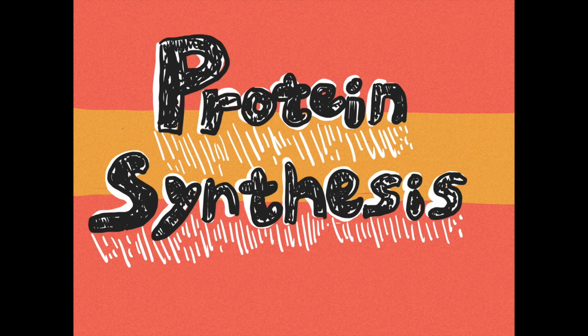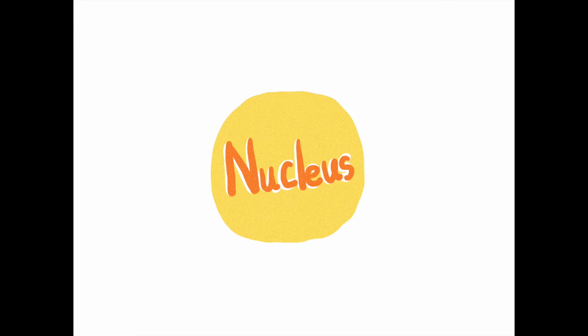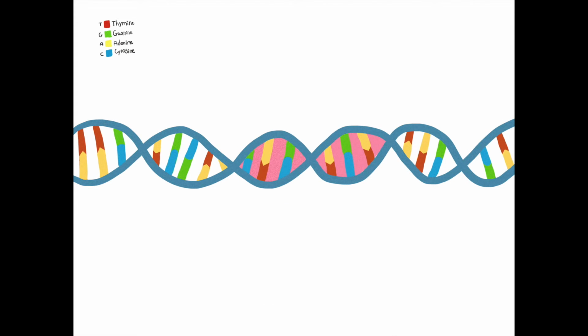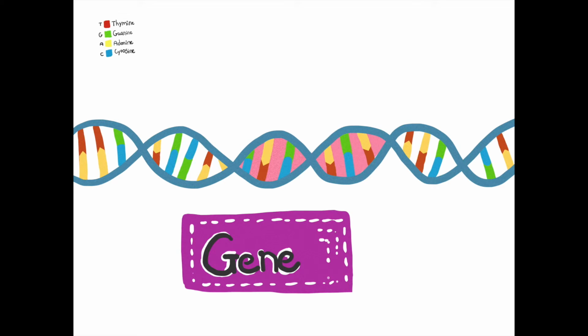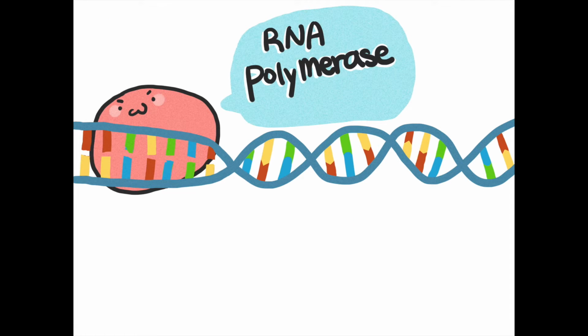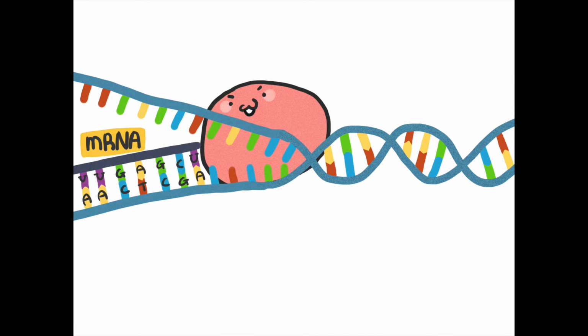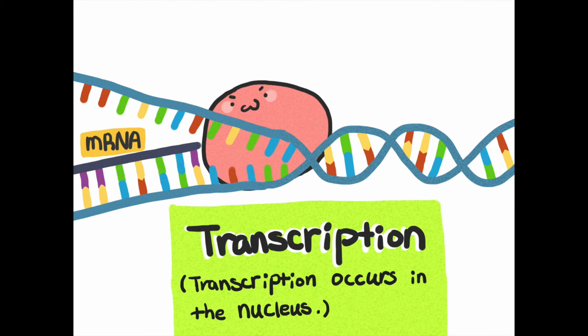Protein synthesis. This process begins in the nucleus. Within the strand of DNA, there are segments called genes, which hold the instructions for the making of proteins. DNA is separated, and RNA polymerase adds the complementary base temporarily. This strand is called messenger RNA.